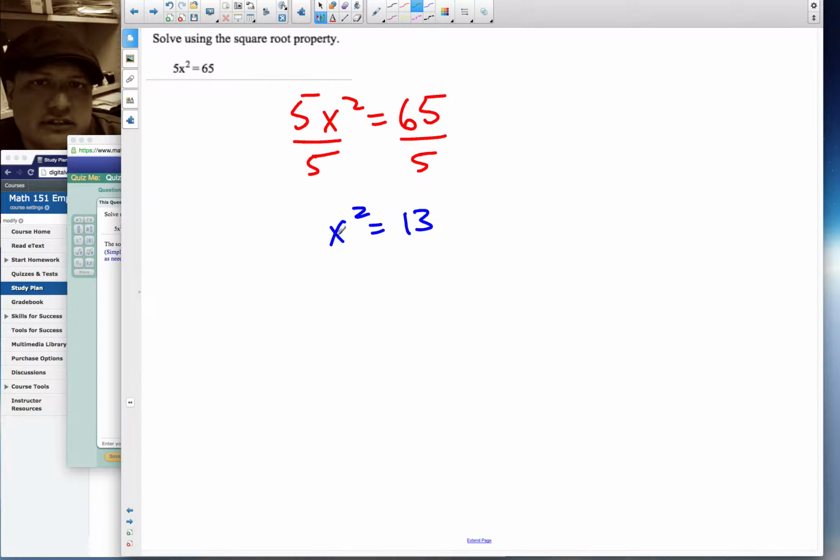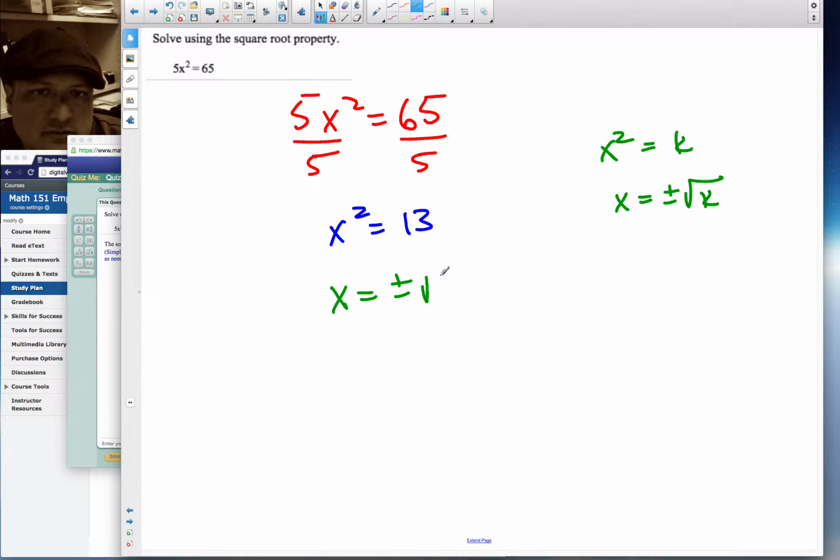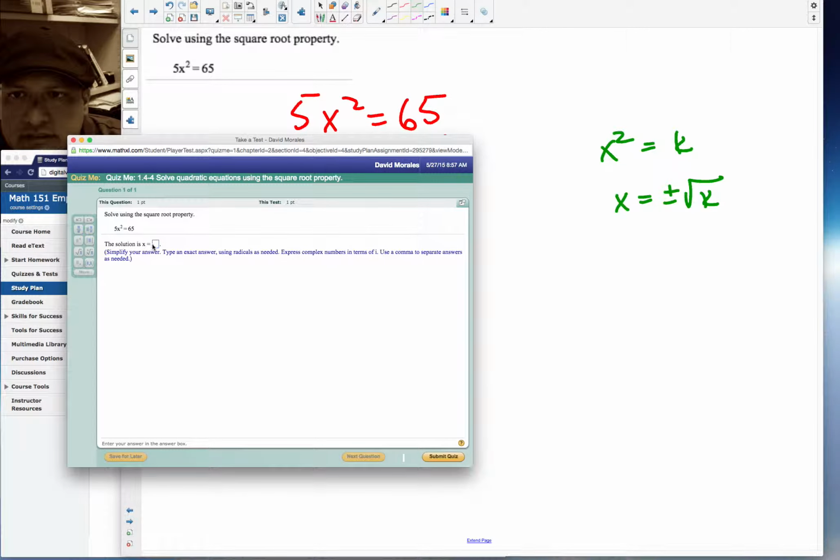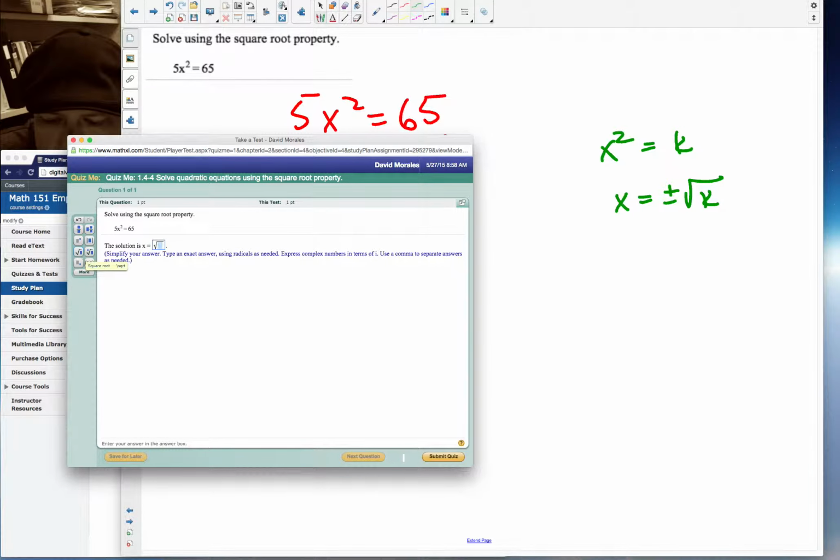Now the square root property says whenever you have x squared equals k, the answer is going to be x equals plus or minus the square root of k. So you take the square root and then you don't forget the plus or minus in front. So this is going to be x equals plus or minus square root of 13. 13 is a prime number, so it's not going to have a square root. So plus radical 13, minus radical 13. Now the only problem is there's no plus or minus here, so you're going to have to put radical 13, comma, and minus radical 13.